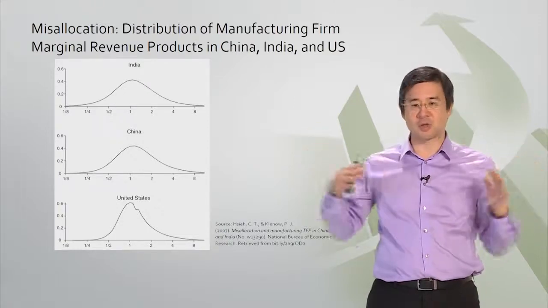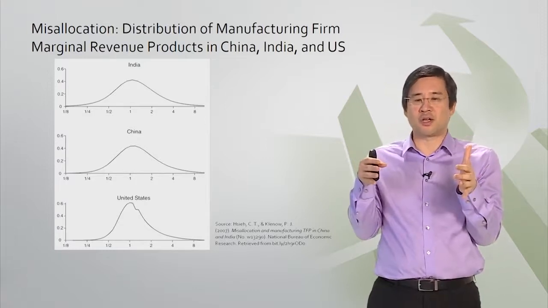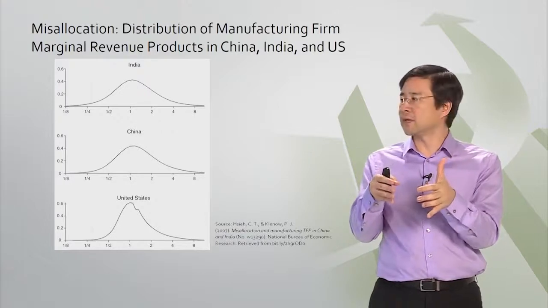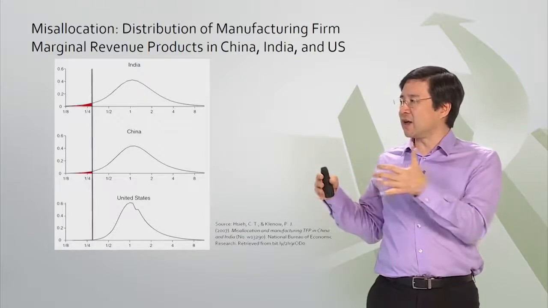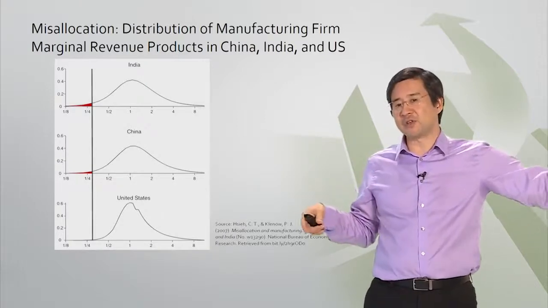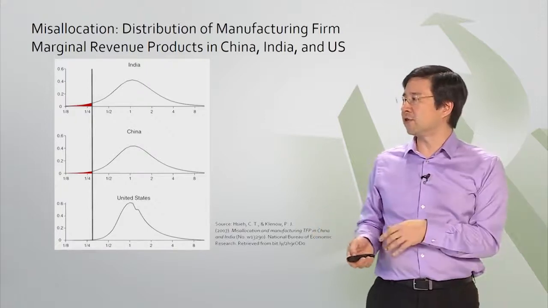The US distribution is much narrower, and so there's less variance in these marginal revenue products, reflecting a more efficient allocation of resources. China has many more firms, and India too, in the left-hand tail of the distribution; these are really low return, low productivity firms.